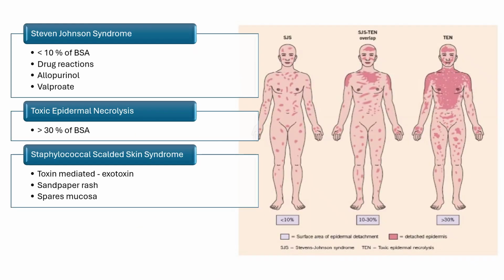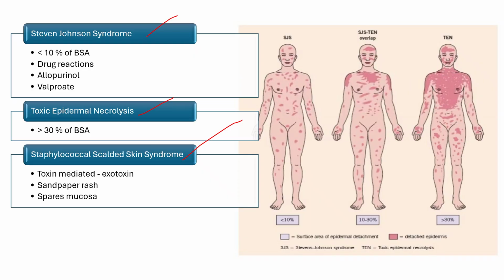So we have talked about erythroderma. We'll also talk about some conditions which involve percentage of body surface area, and according to that, we'll name it. So one is Stevens-Johnson syndrome. The other is toxic epidermal necrolysis, and a more similar condition is staphylococcal scalded skin syndrome.